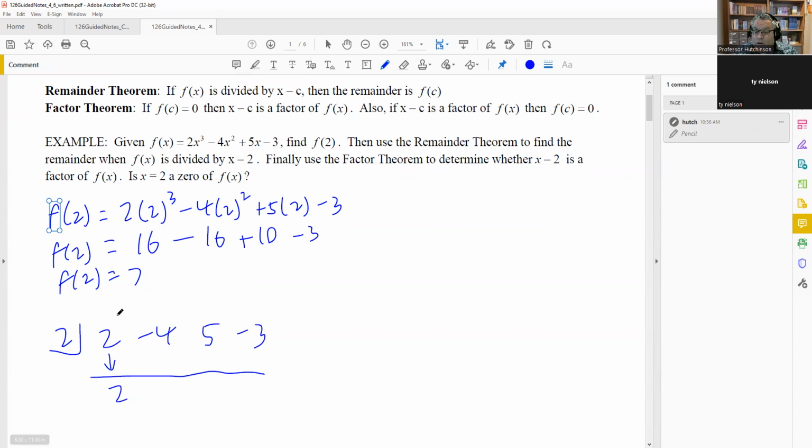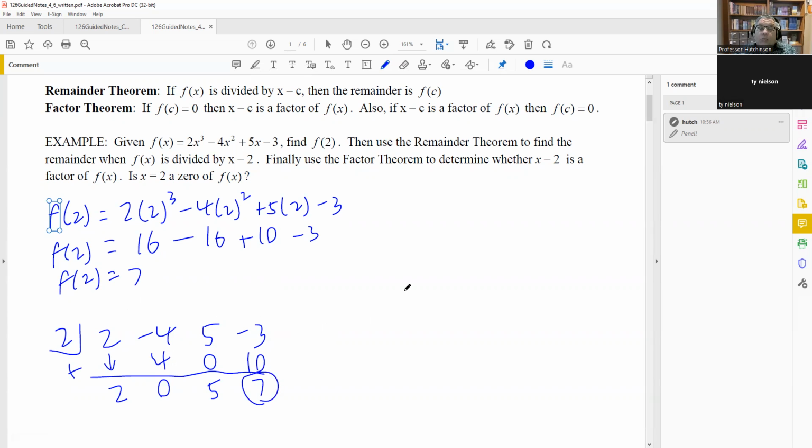So 2 drops down. 2 times 2 is 4. If I add this together, I get a 0. 0 times 2 is 0. If I add that together, I get a 5. 5 times 2 is 10. 10 minus 3 gives us a 7.